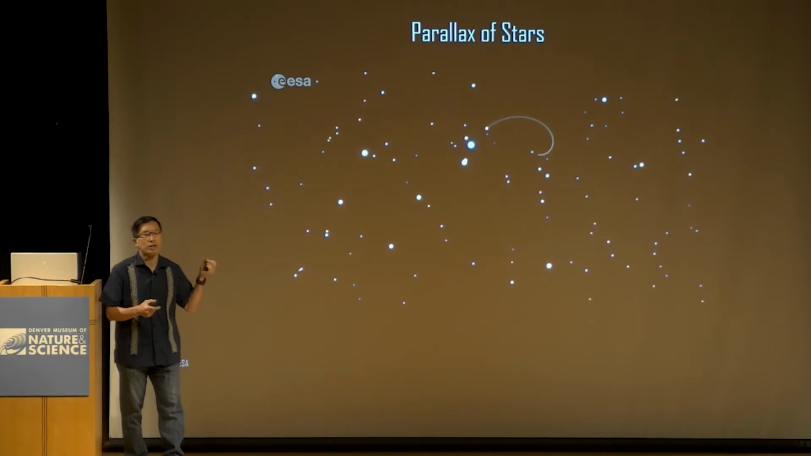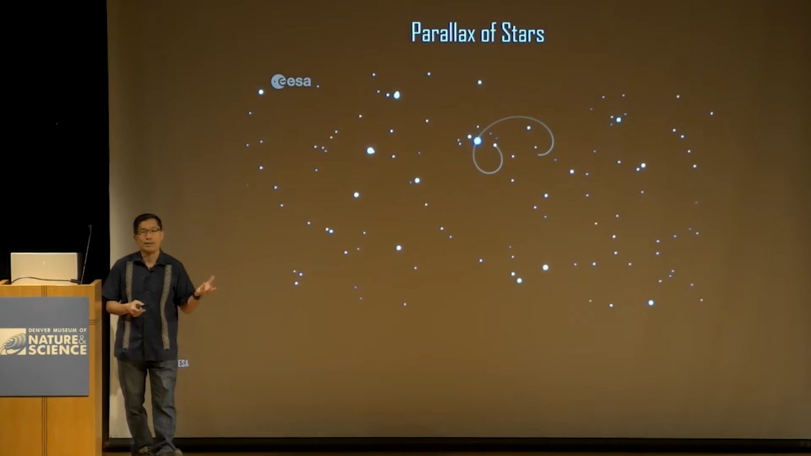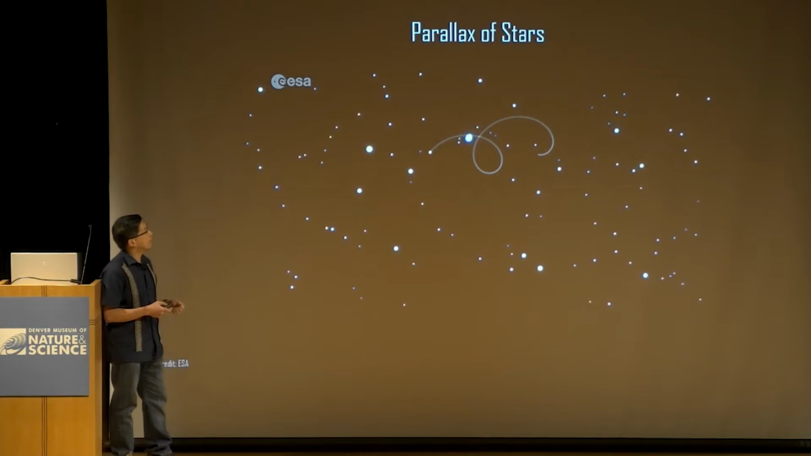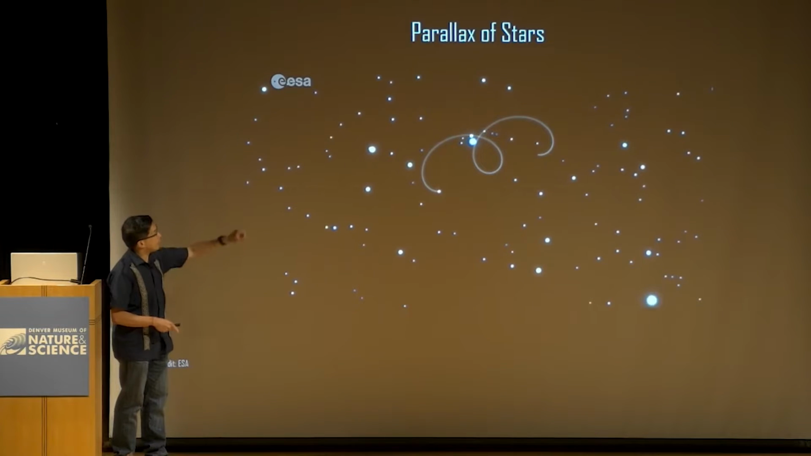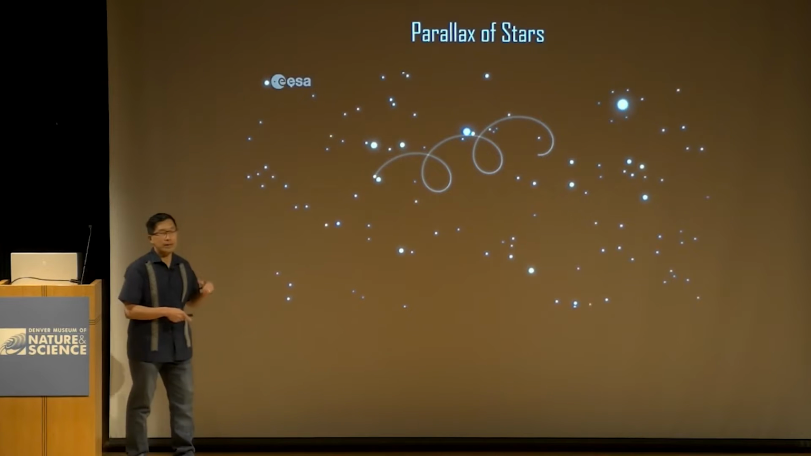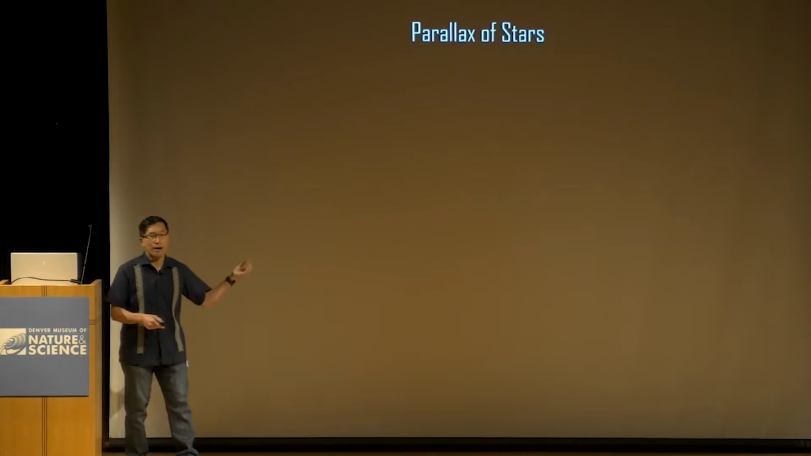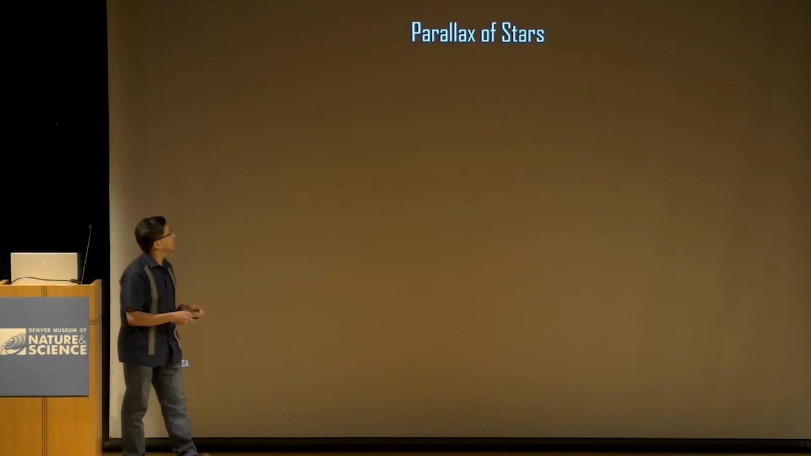They actually have very small motions due to the fact that our sun is in orbit around the galaxy and all these stars are as well. And so instead of just circles, you actually get these spiral patterns. And again, the amount of motion and the type of motion depends on how far away they are, and then also how fast they're moving relative to us.